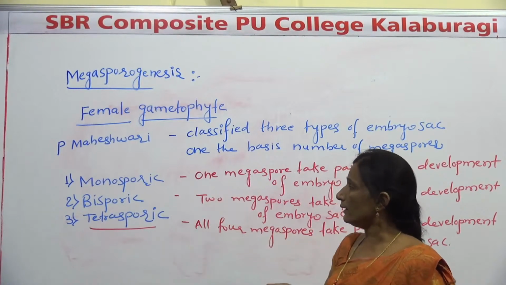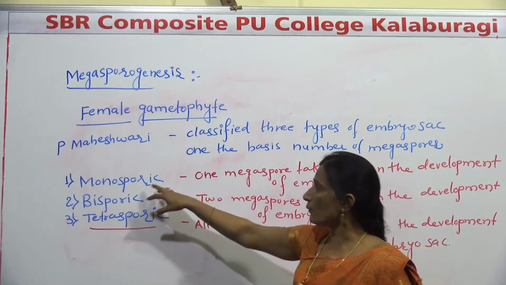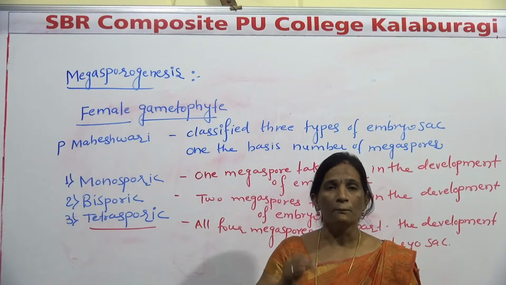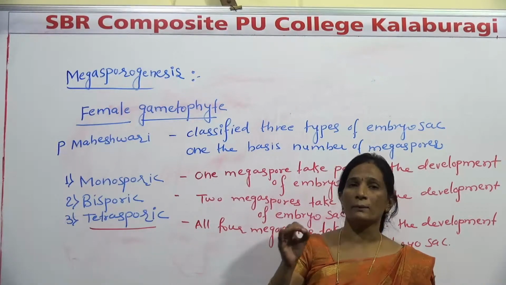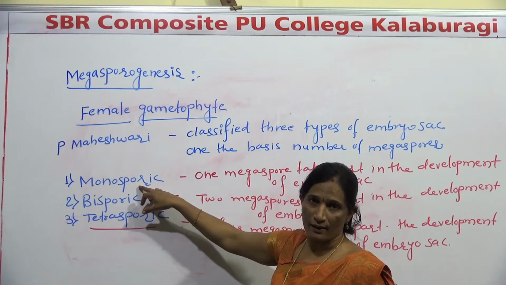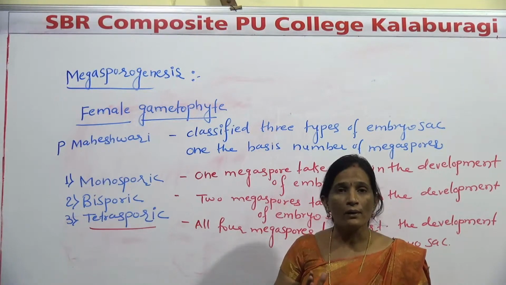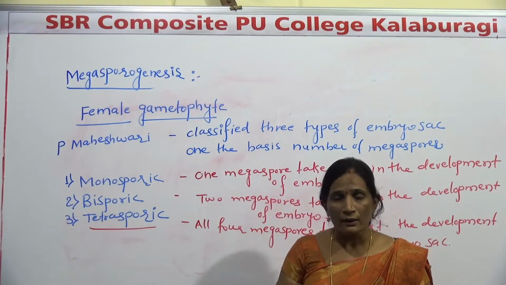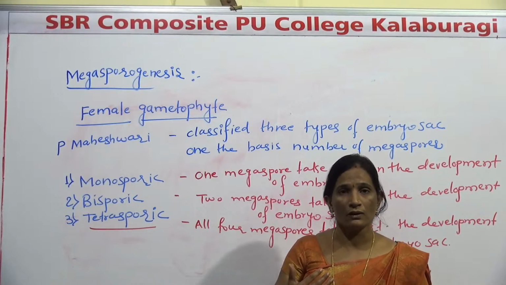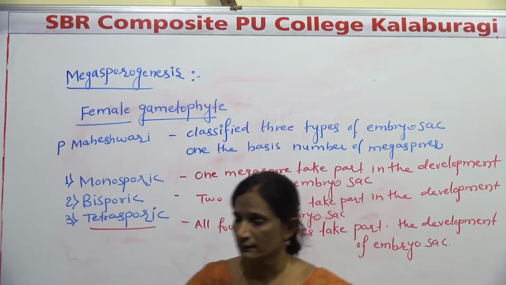Coming back to NCERT, they have explained the monosporic type of embryo sac. Why have they given monosporic? Because in most of the flowering plants, the embryo sac is of the monosporic type. Monosporic embryo sac is also called the polygonum type of embryo sac, because this type of embryo sac development was first observed in polygonum by the scientist Strasburger.